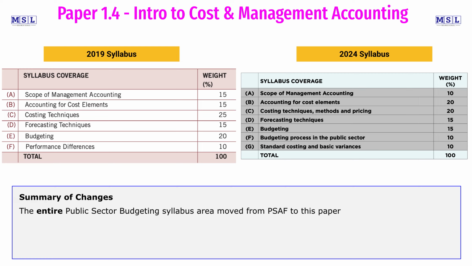So do not see this paper 1.4 as just a costing paper. You need to understand budgeting, not just in the private sector, but the legal aspect even in the public sector. So this is a major change for students to take note. Apart from this, it stays quite the same paper, right?